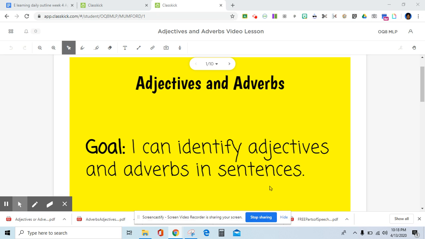Hi, boys and girls. This is Miss Mumford, and today we're going to be talking about adjectives and adverbs. The goal at the end of this lesson is that you should be able to identify adjectives and adverbs in sentences.